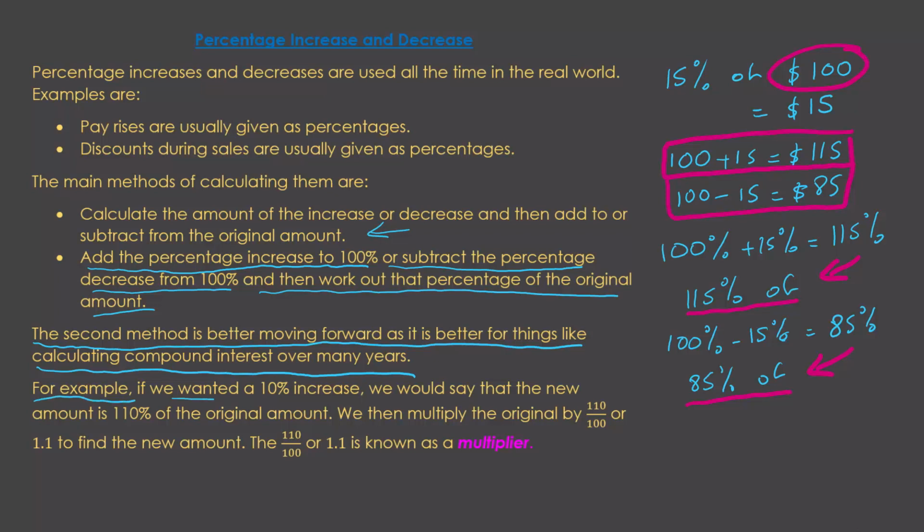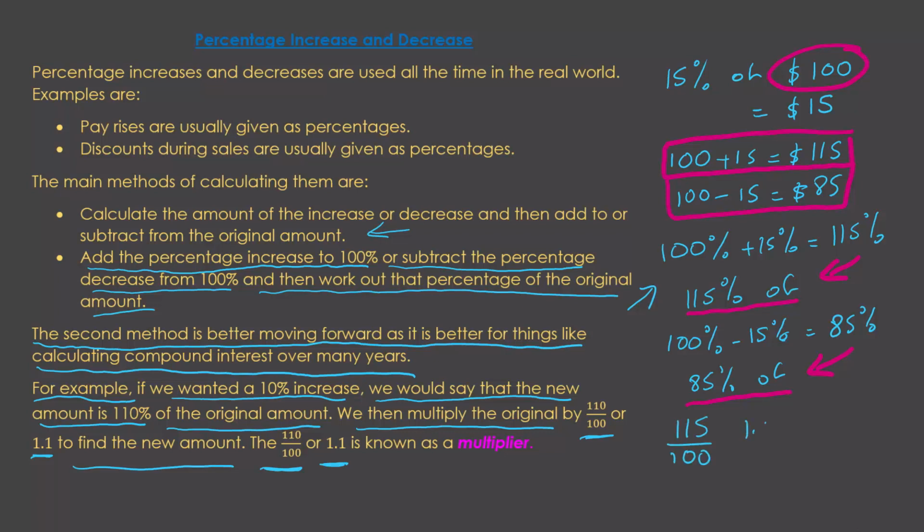So for example, if we wanted a 10% increase, we would say that the new amount is 110%. We discussed this over here, except we were using 15% of the original amount. We then multiply the original by 110 over 100, or 1.1 as a decimal, to find the new amount. The 110 over 100, or 1.1, or as it would have been here, 115 over 100, or 1.15 for the increase, or if we were talking about here, it would have been 85 over 100, or 0.85.